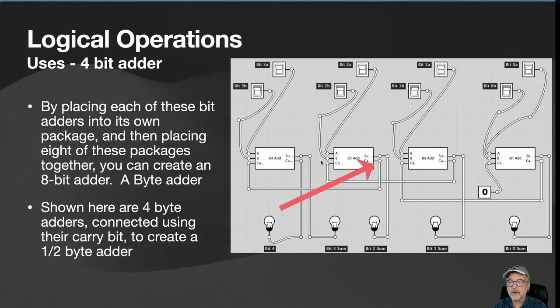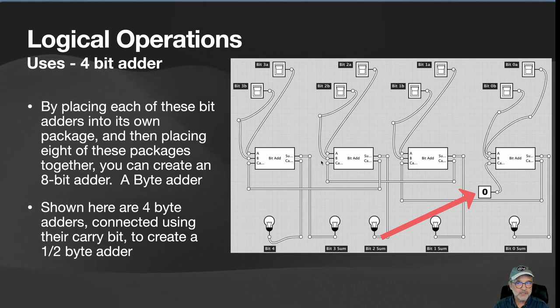So if you look on the far right, 0 goes into the very first bit adder because we want to use the same bit adder. We don't want to have to create a special one that doesn't take a carry. So we just hard code a 0 going into there. We add bit 0A and 0B together.